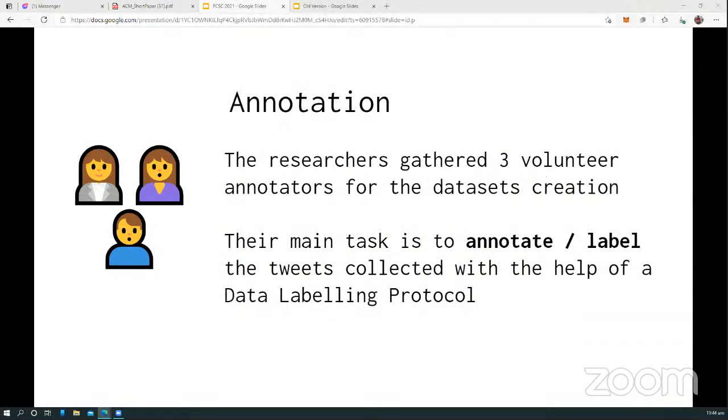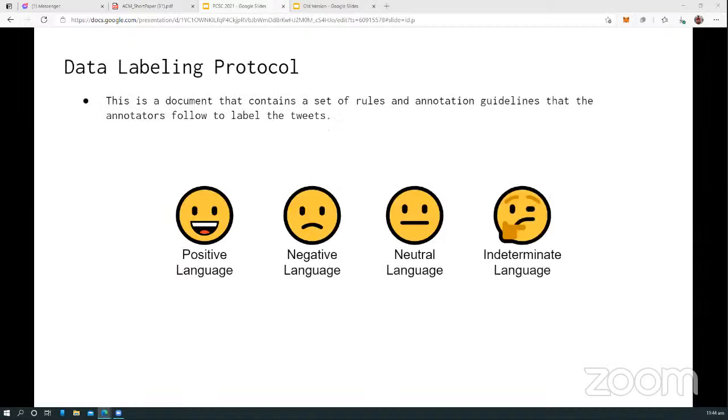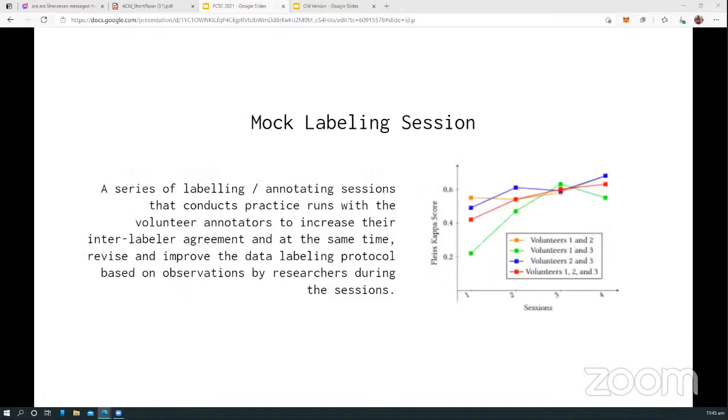So as for the annotation or the labeling of the tweets, the researchers gathered 3 volunteer annotators for the dataset creation. They were profiled and were asked for specific credentials to verify their credibility. They are anonymized for privacy. Their main task is to label the tweets collected with the help of a data labeling protocol. The data labeling protocol is a document that contains a set of rules and annotation guidelines that the annotators follow to label the tweets. They are mainly asked to label each tweet as either positive language, negative language, neutral language, or indeterminate language. Specific rules on when to use these labels are also in the paper.